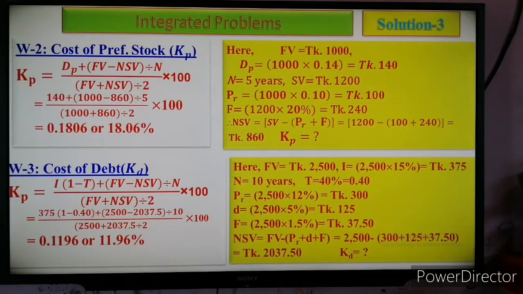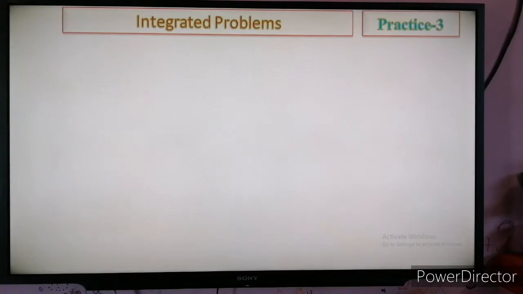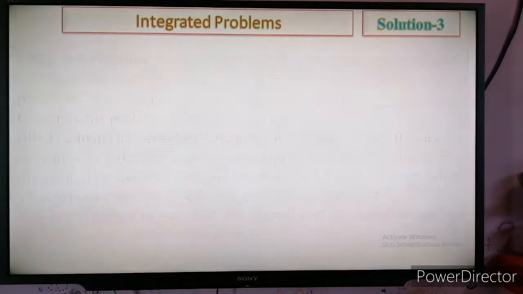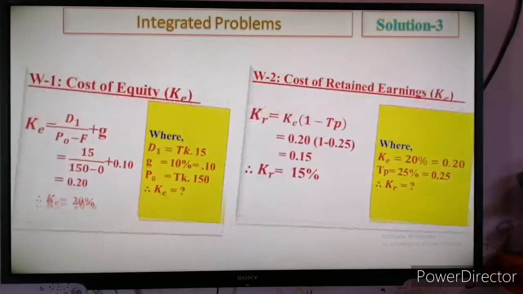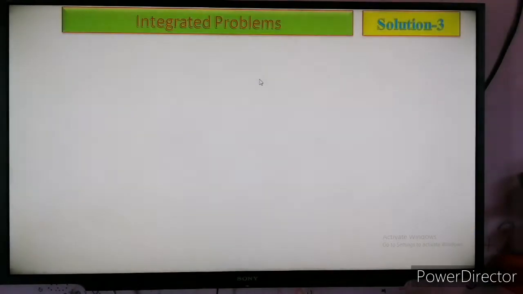We have one cost left. It was cost of retained earning. Cost of retained earning. It should be number 4.